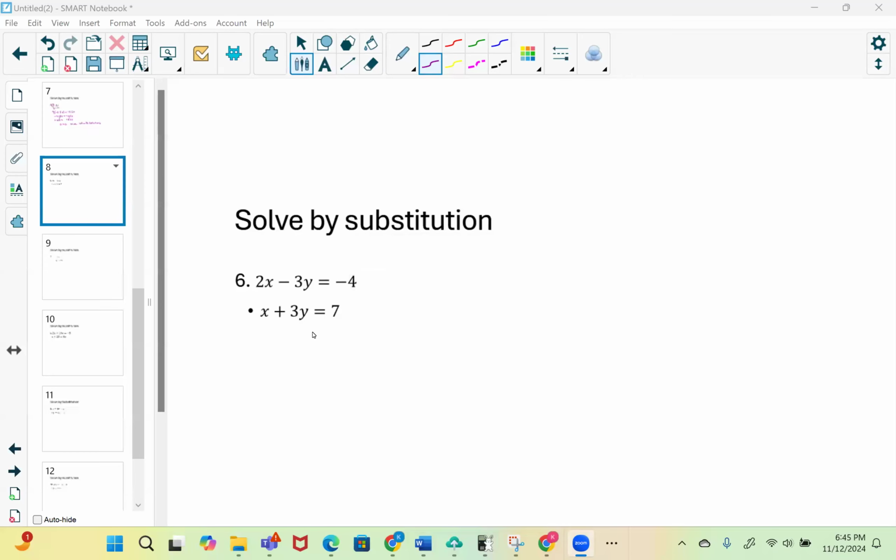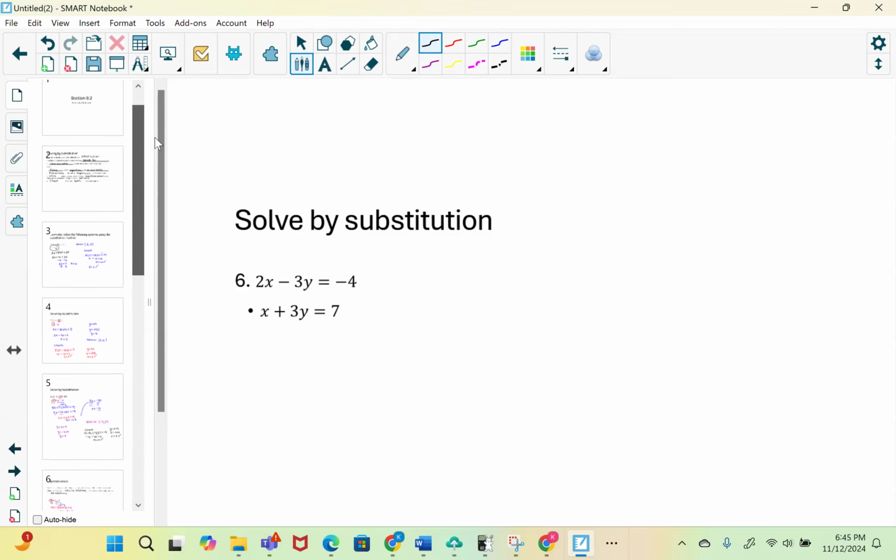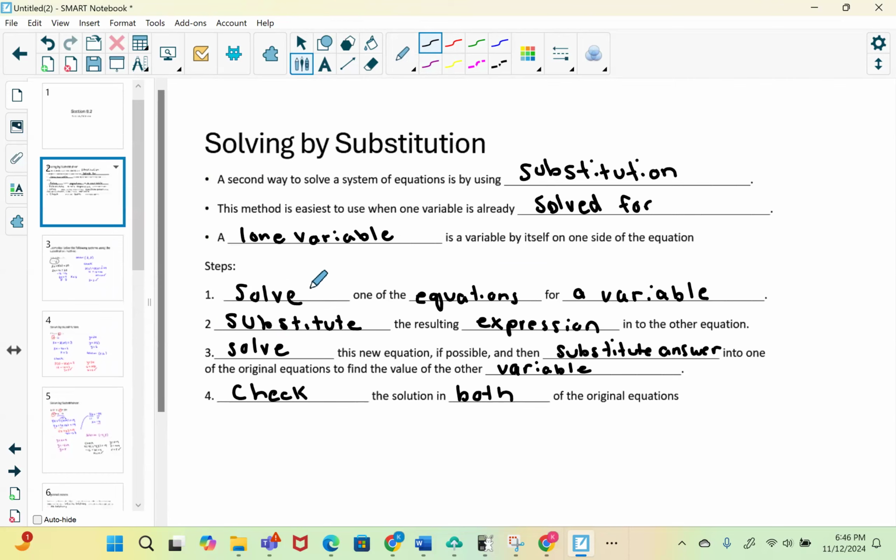So now we're going to look at number 6 on the solve by substitution notes on 9.2. For this one, we have 2x minus 3y equals -4, and x plus 3y equals 7. And notice none of the variables are by itself. So the y is not by itself or the x. And so if that's the case, we actually have to do the first step, which we've been skipping.